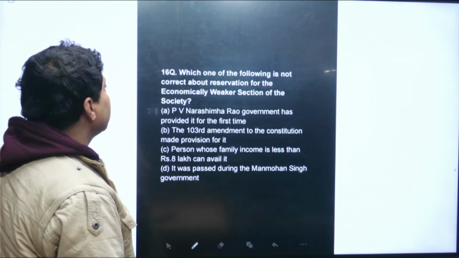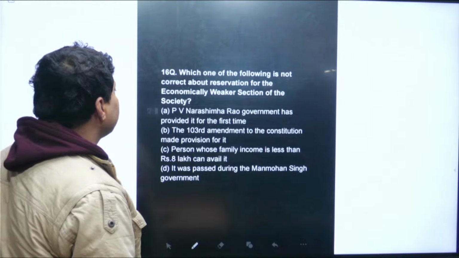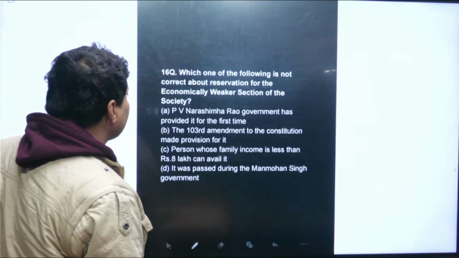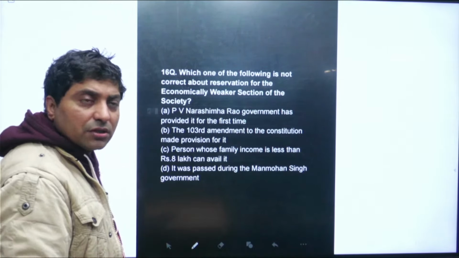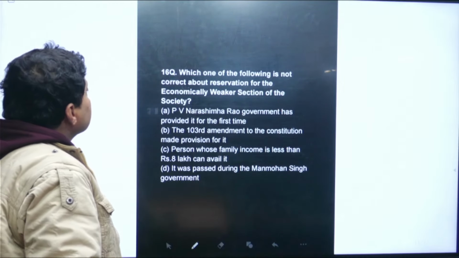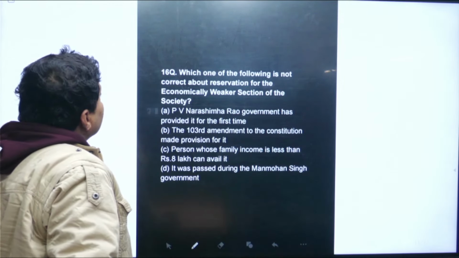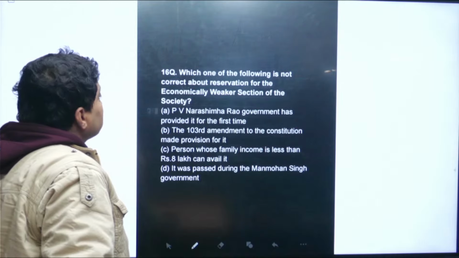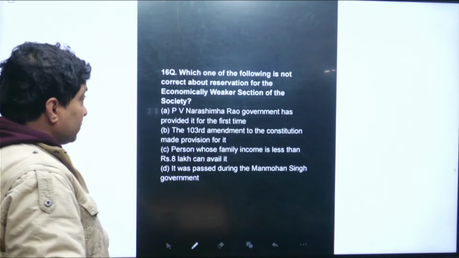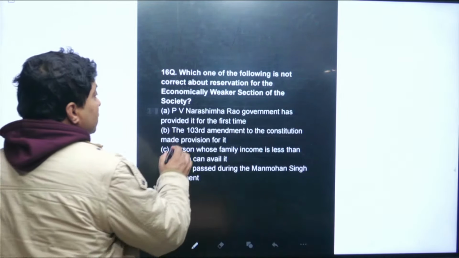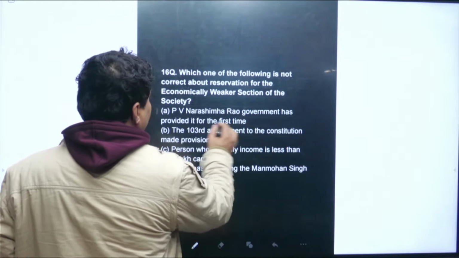Which one of the following is not correct about reservation for the economically weaker section of the society? Not correct, right? The P.V. Narasimha Rao government provided for it for the first time, it is correct.